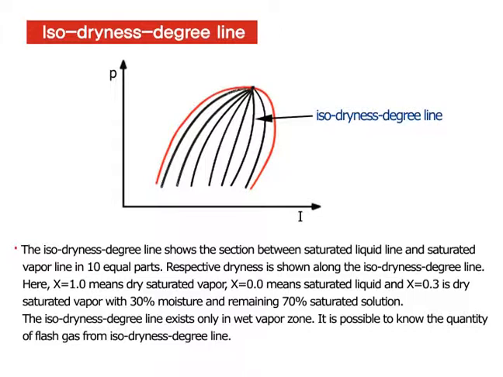And x equals 0.3 is saturated vapor with 30% vapor and the remaining 70% saturated liquid. The iso-dryness degree line exists only in the wet vapor zone. It is possible to know the quantity of flash gas from the iso-dryness degree line.